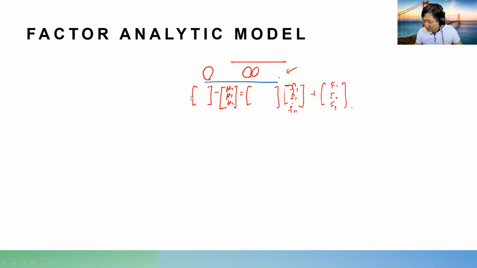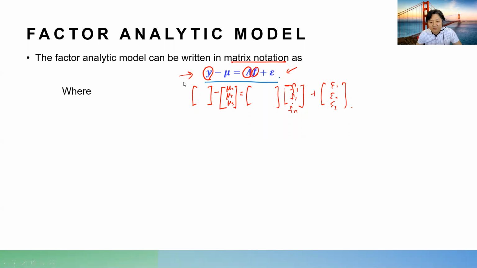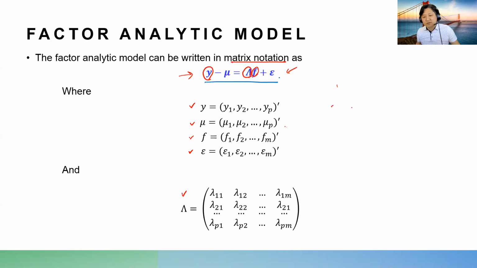So all these relationships can be simplified like this. Here, Y is the response, the observed variable. This is your mean vector, right? This is the average of each variable. This is the factor, and then this is the error. And this is the factor loading coefficient matrix. So this is a simplified form.